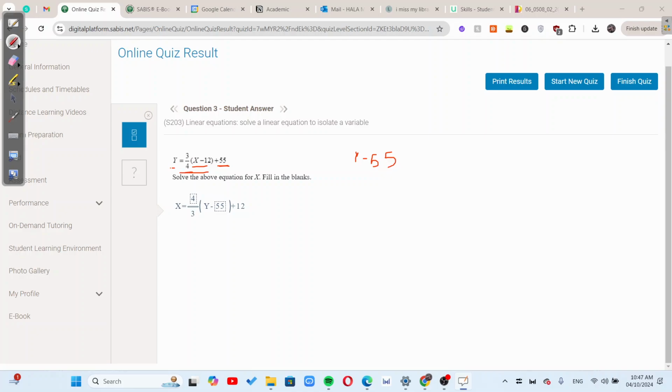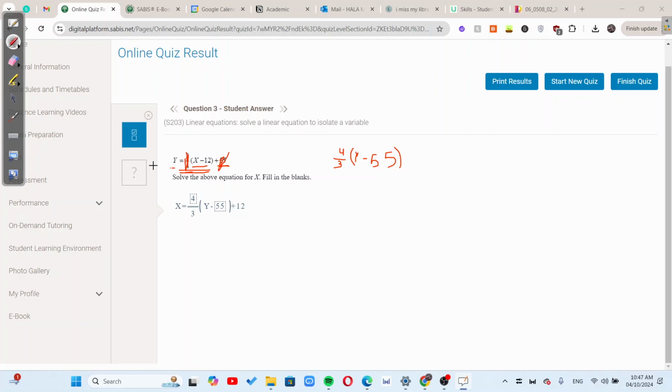Now you're left with this. So now I'm going to erase this since we moved it already on our equation. You're left with 3 over 4 and x minus 12. Now how do you want to get rid of the 3 over 4? You don't multiply it, you have to multiply it with the inverse. So this y minus 55 needs to be multiplied by 4 over 3. Just switch your fraction and multiply by that. And now you're left with x minus 12. Now we're done with this part. Now x minus 12 equals y.